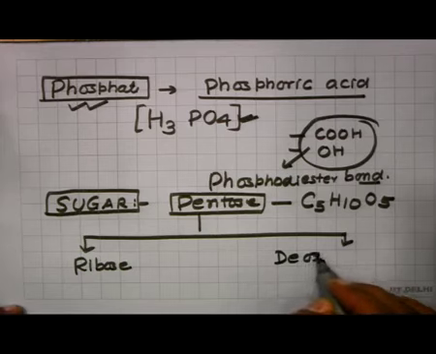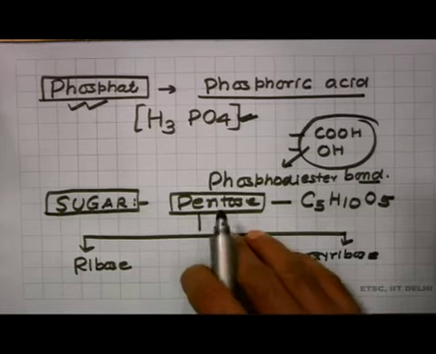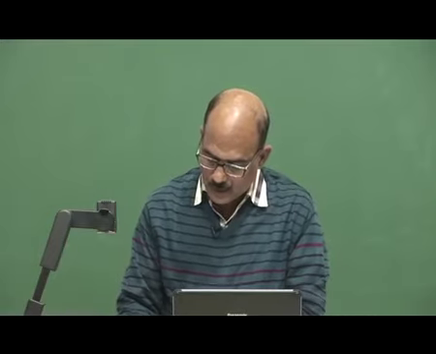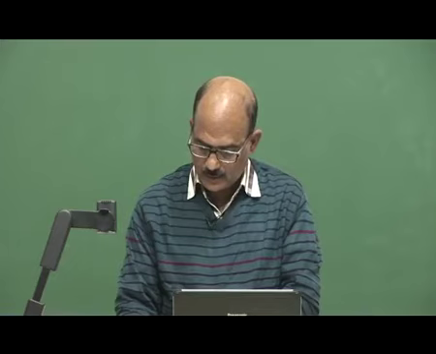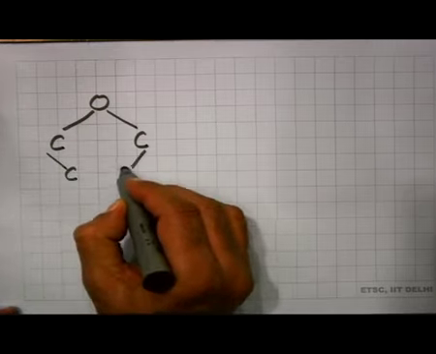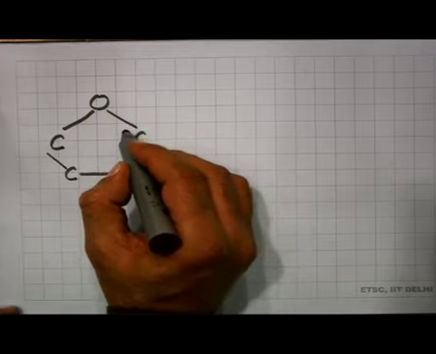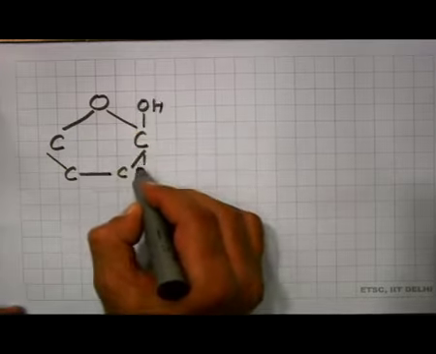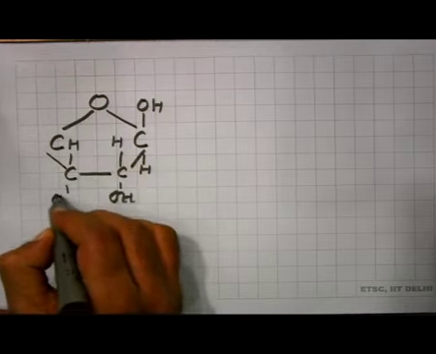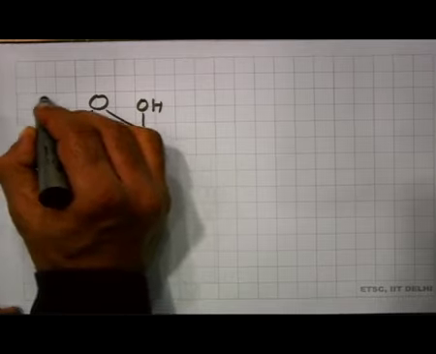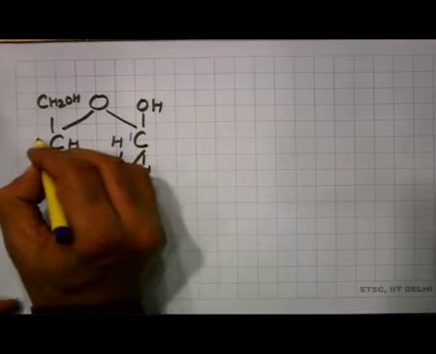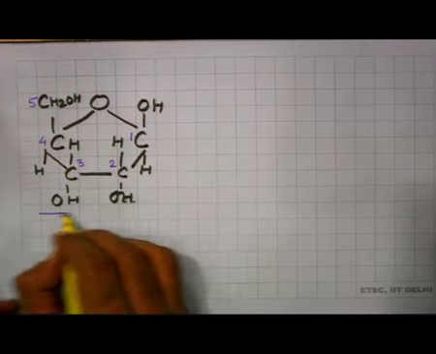and deoxyribose. We have already discussed the structure of ribose and deoxyribose. Have a look here. The ribose sugar has a skeleton of this type. Here is OH, H, H, OH, H, OH, H, CH2OH. By numbering this 1, 2, 3, 4 and 5. So, this is the structure of ribose.